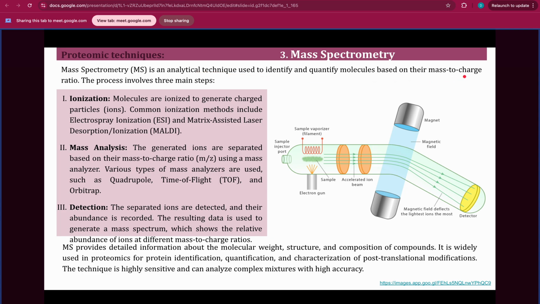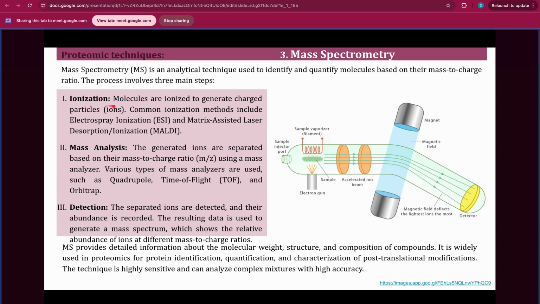Okay, so quantification and everything here is done on the principle of mass to charge ratios. In this we compare the mass to charge ratios to identify the peptides, that is, which peptides are present. From the spectra we compare them on the basis of their mass to charge and give them some sequence. There are three main stages of this mass spectrometry technique.